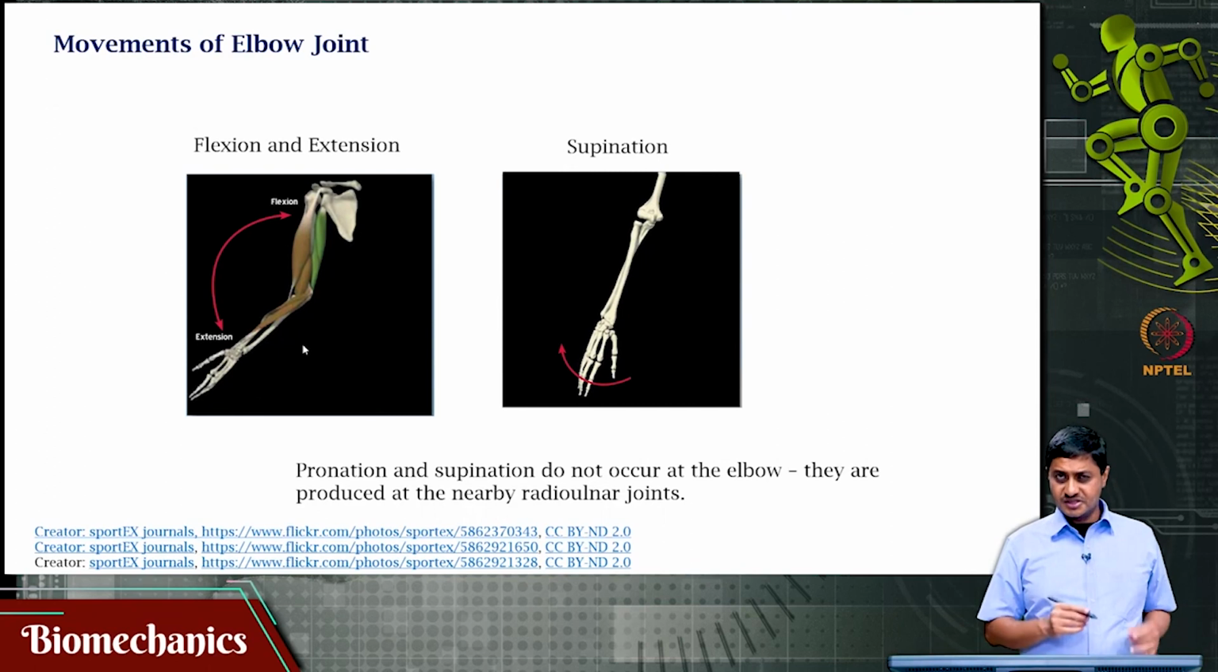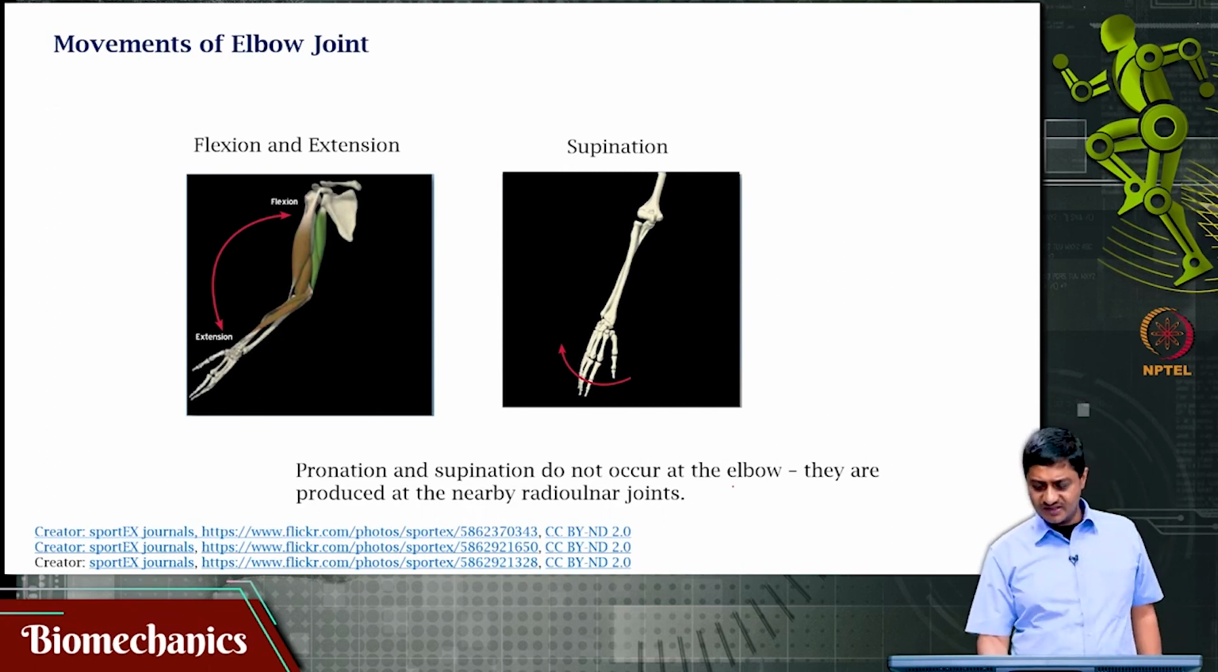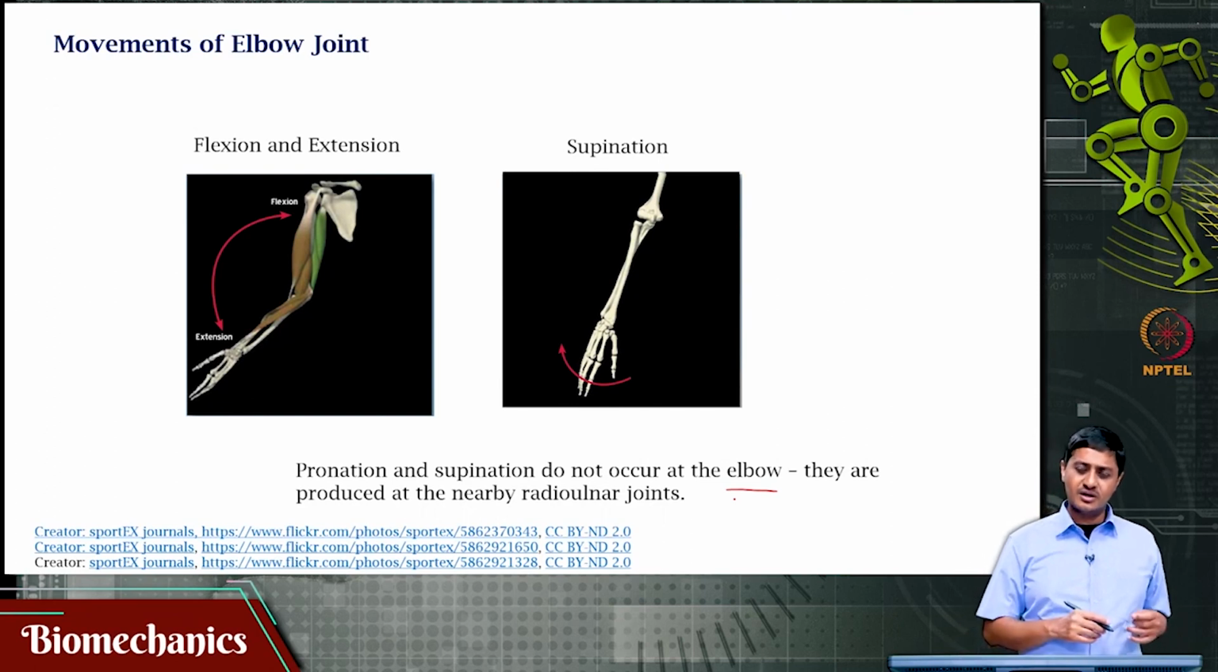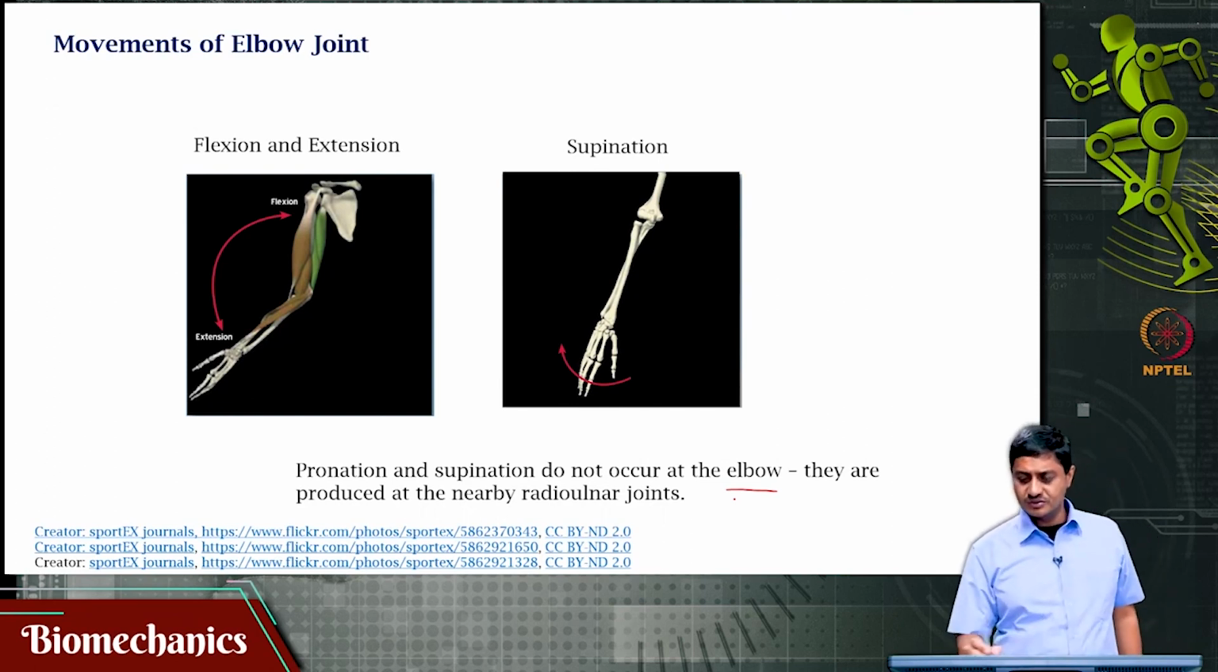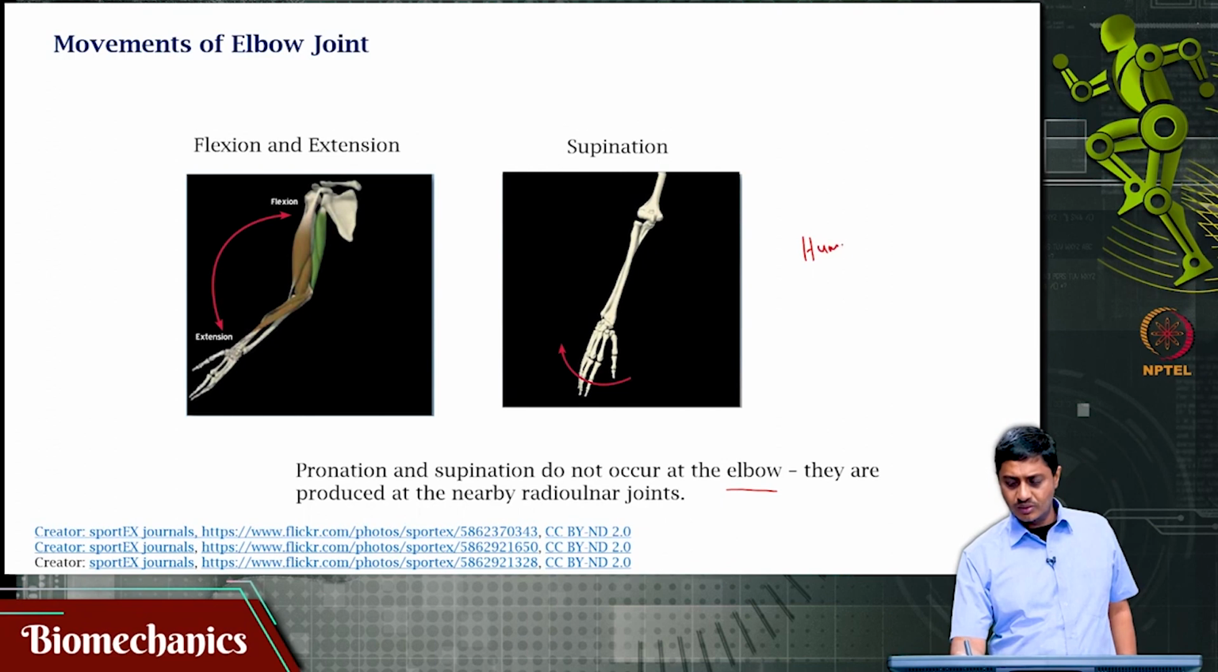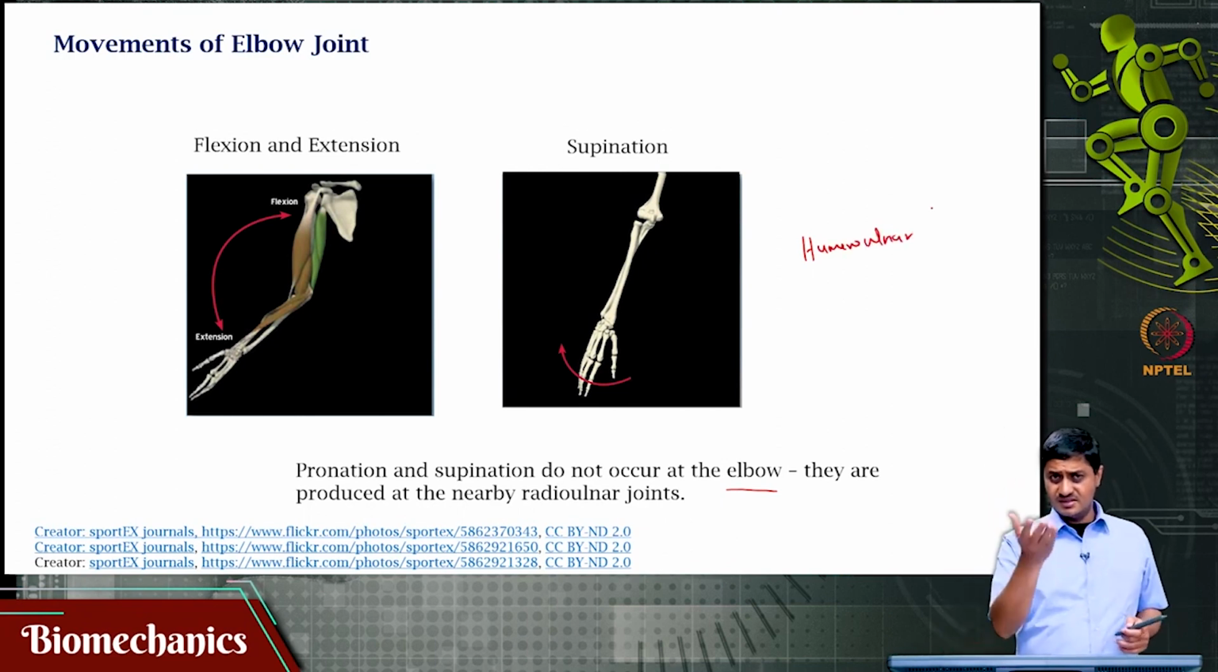Pronation and supination are not exactly movements of the elbow, they are produced at the nearby radio-ulnar joint. Remember, elbow joint refers to the humero-ulnar joint, but then again, this movement is a relative movement of radius and ulna, right, a rotation of the radius and ulna, that is called the radio-ulnar joint, right.